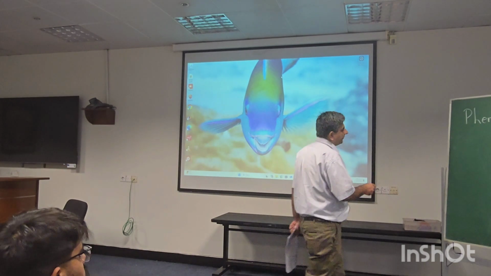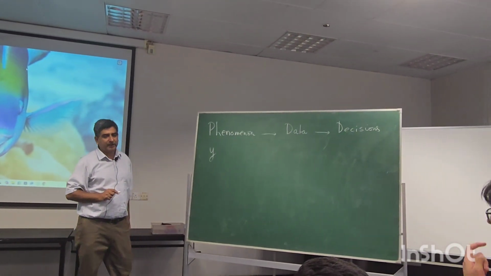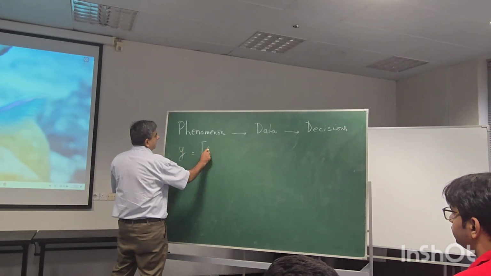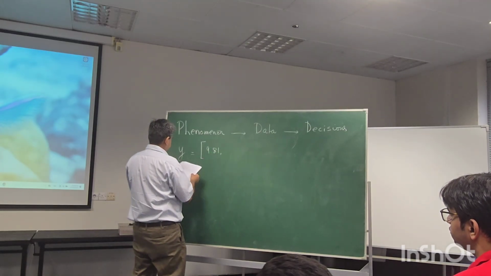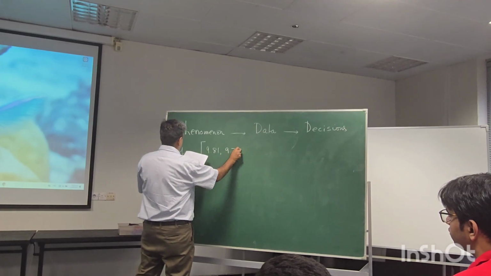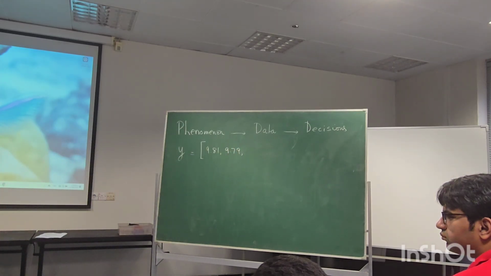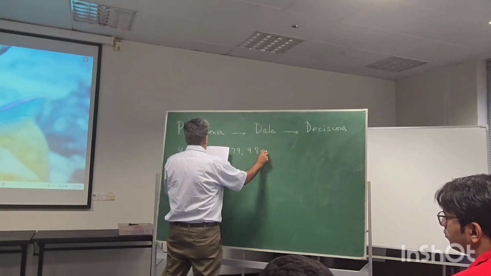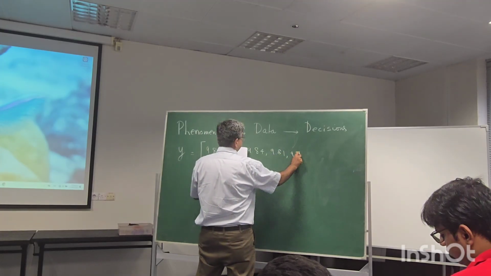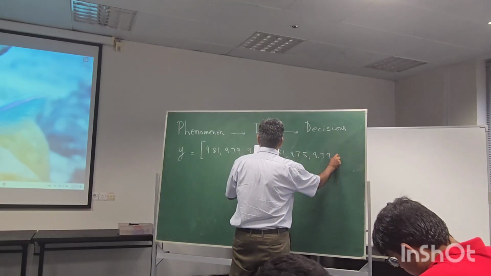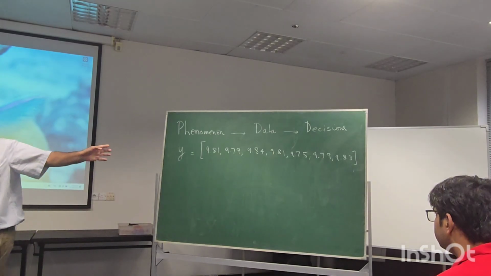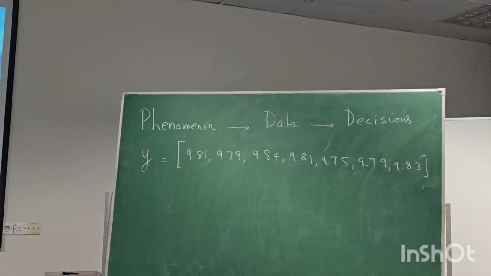Suppose that sequence of values, let's put this into an array called Y, is given by 9.81, 9.79, 9.84, 9.81, 9.75, 9.79, 9.83. So this is a sequence of values, and this is put inside an array. So what do you gather from this piece of data? What does this data show?